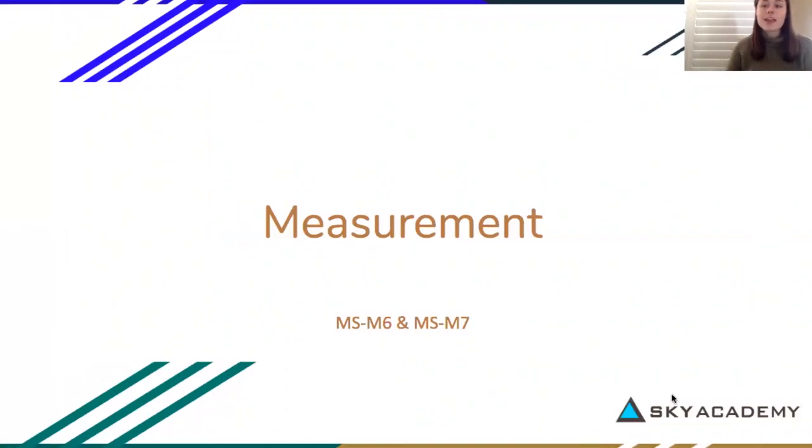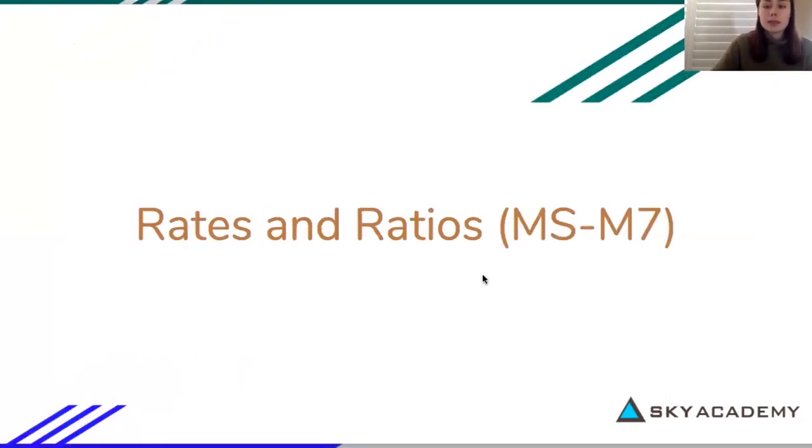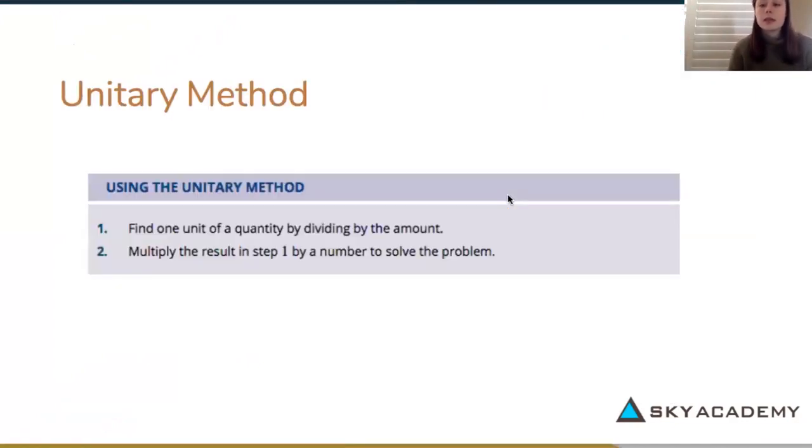We are looking at measurement, specifically rates and ratios, which is MS M7. This is our second video within this topic, and we're looking at the unitary method. This method is used when you divide a number by the amount to get just one lot of that amount, and then you multiply it by the result. So I'll explain what this means with an example.